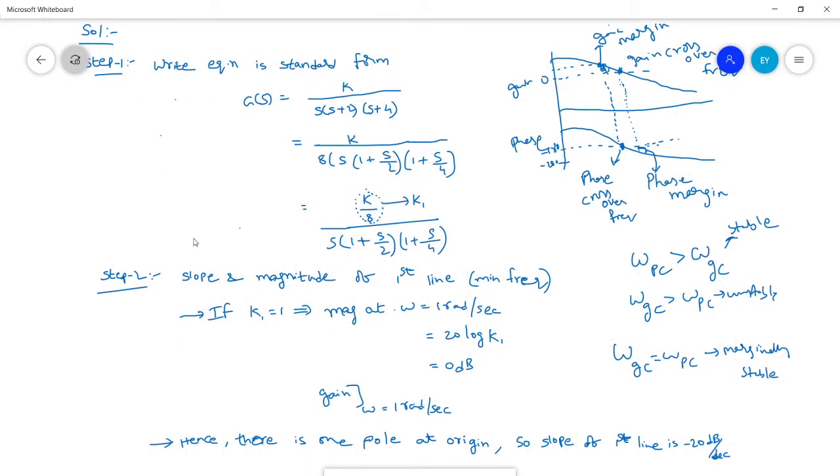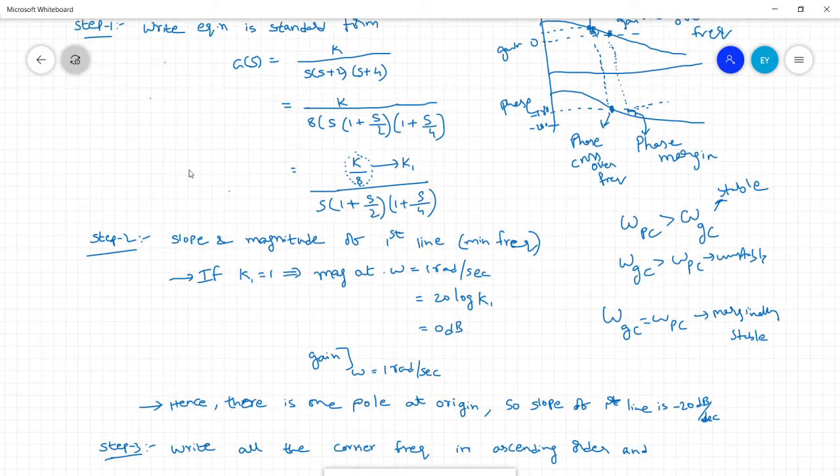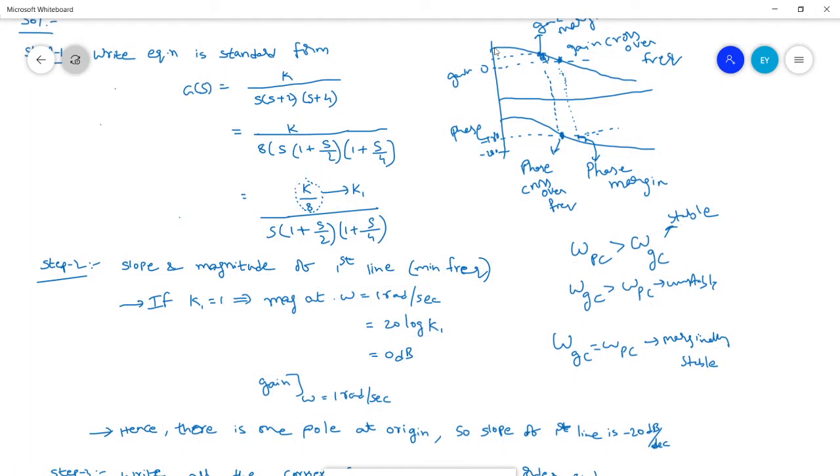plot the slope and magnitude of the first line. So where do we get the first line of the Bode plot, where does it actually start? So the slope and magnitude of the first line will be at the minimum frequency, right? So suppose, for example, you are considering k equal to 1 in this whole set, whatever the numerator term, we are considering it as k1, right? Then substitute k equal to 1, therefore what you get is the magnitude at omega equal to 1, right?